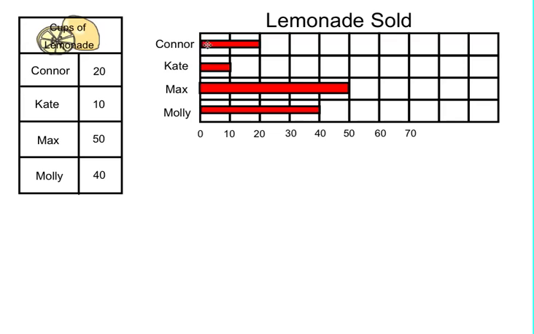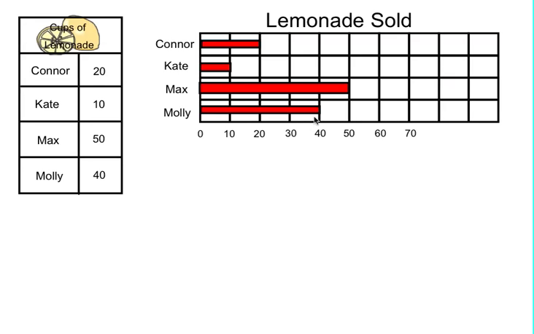Finally, I made a red bar, marking each box all the way up to the line where it marks how many cups of lemonade they sold. So Connor sold 20 cups of lemonade. Here's his line going all the way up to the 20. He sold 20 cups of lemonade. Kate sold 10 cups, so her bar goes up to the 10 cup line. Max sold 50 cups, so his bar goes all the way up to the 50, and Molly sold 40 cups, so her bar goes all the way up to the 40.